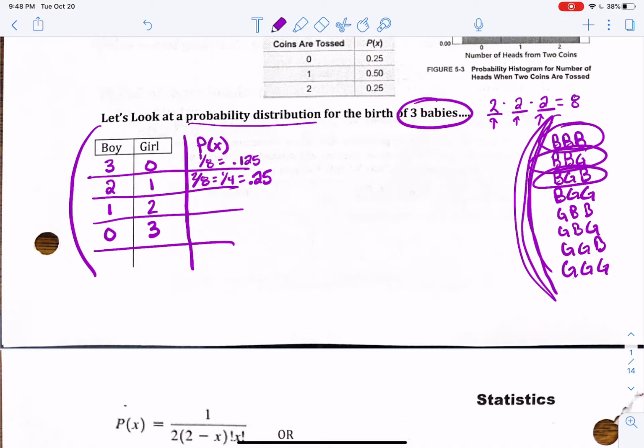Okay, 1 boy and 2 girls is the next one. So 1 boy, 2 girls, 1 boy, 2 girls. Did I skip one? Oh shoot, I did skip one. Get rid of this. There are 3 out of 8 combinations. Because this one is a 1 boy, 2 girls. So that's 0.375. I knew I was going to do something wrong. Okay, moving on. Gosh dang it, I'm screwing this whole thing up.